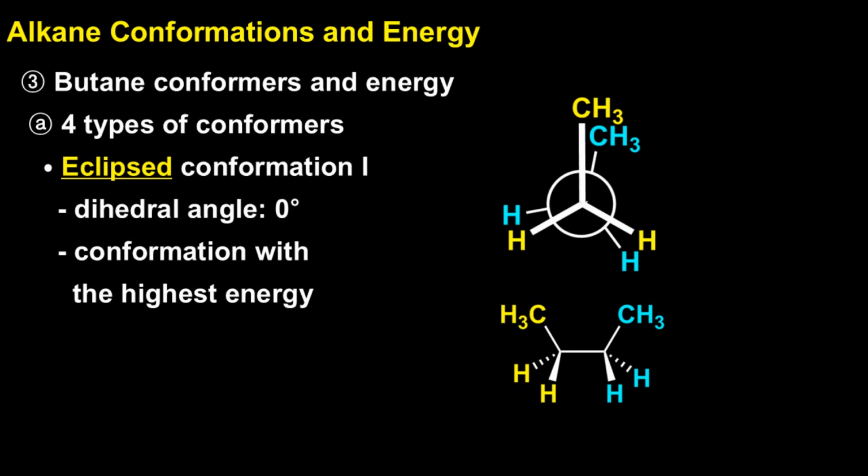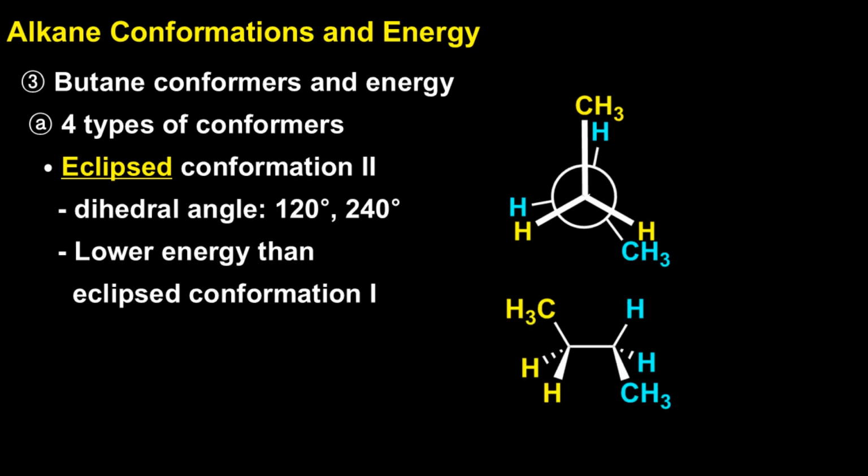This creates maximum torsional strain and significant steric strain, making it the least favorable conformation overall. At 120 degrees, we get another eclipsed conformation, but this time, one of the methyl groups lines up with a hydrogen, not another methyl group. That alignment reduces steric strain compared to the fully eclipsed form, but there's still torsional strain from the overlapping bonds. So while it's a bit better than 0 degrees, it's still not a very stable conformation.